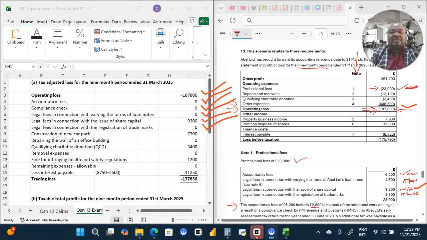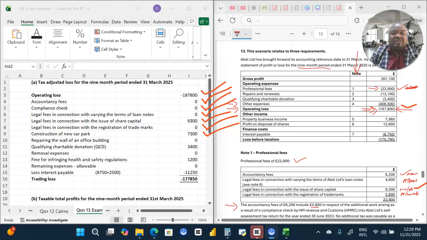Construction of new car park. This one was capital in nature, so 7,300. According to the examiner, the construction did not qualify to attract capital allowance. Do not question me why. He said that no capital allowances were applicable for the 9-month period. He said that in the question paper. So do not waste time asking why. We are told that this type of asset should qualify, but they won't be that high.